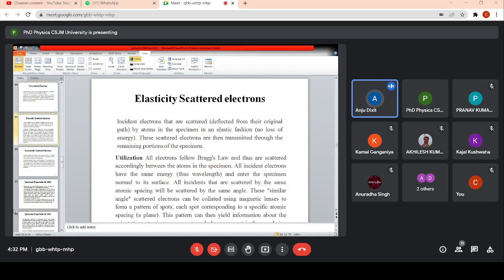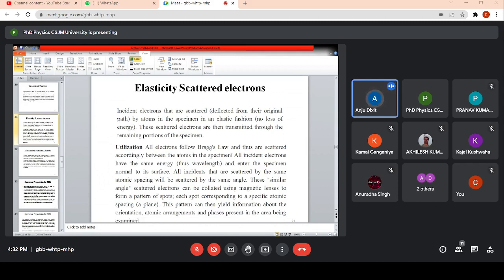Now elastically scattered electrons can be there also. So these are incident electrons that are scattered, that is deflected from their original path by atoms in the specimen in an elastic fashion, that is, with no loss of energy. Elastic scattering means when there is no loss of energy, and inelastic scattering means where we may have loss of energy. So these scattered electrons are then transmitted to the remaining portion of the specimen. So all electrons follow Bragg's law and thus are scattered accordingly between the atoms in the specimen.